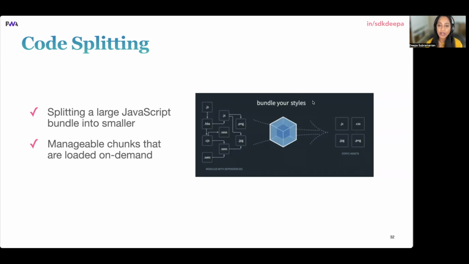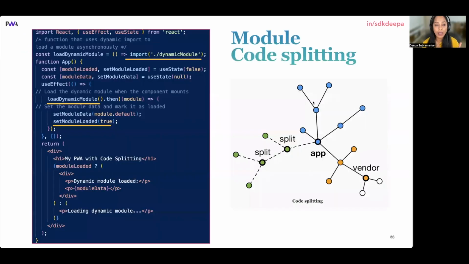The popular tool that is used here is Webpack. As you can see, it can bundle your assets, your images, and other resources too. So that's one way. And code splitting can be done in two ways. One is module level. Here is an example of React.